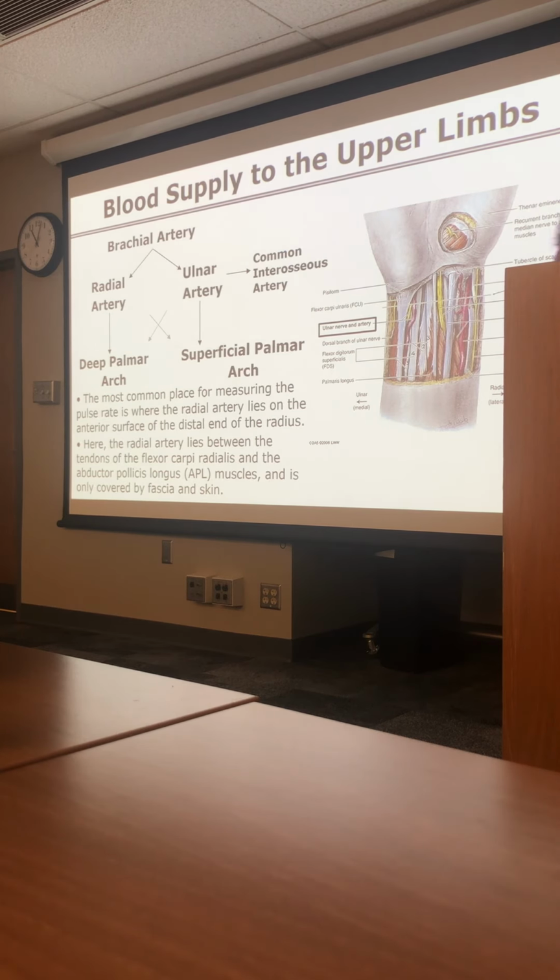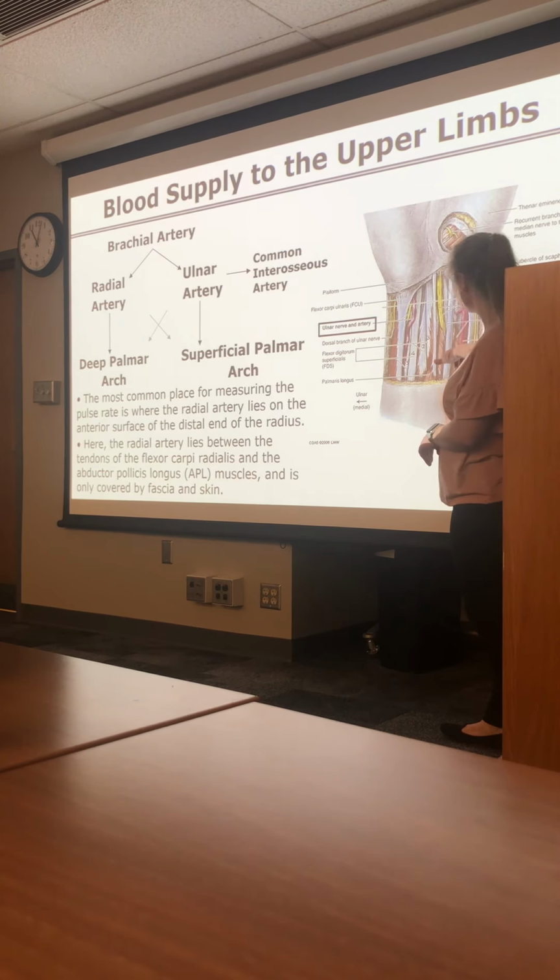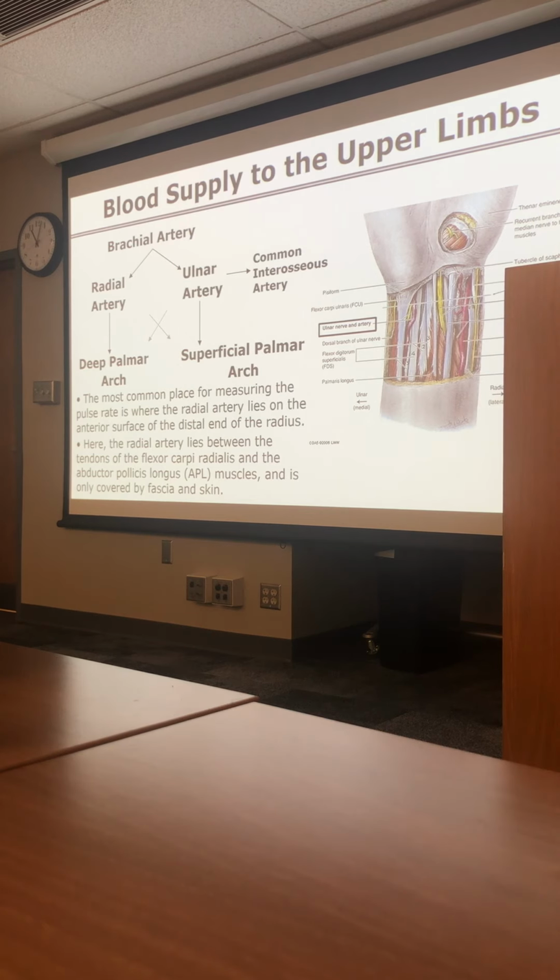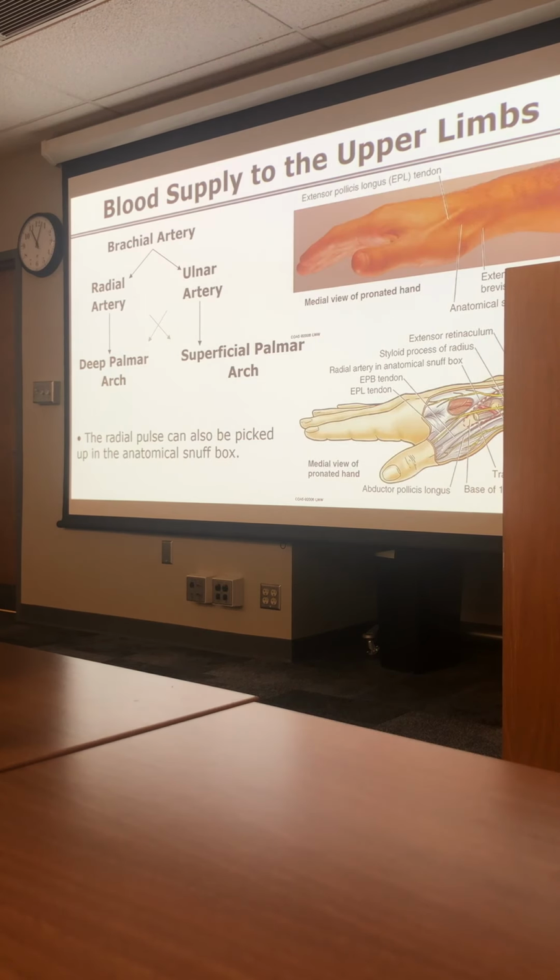So the radial artery is lying between two tendons. The tendons are flexor carpi radialis and abductor pollicis longus muscles. The only thing covering it is fascia and skin, so it's an easy place to pick up the artery. Another place to measure heart rate or pulse can be right here in this anatomical snuff box.